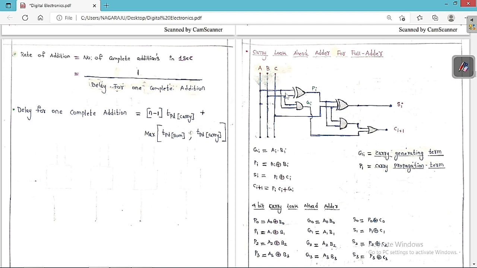So now we are going to get the result in a much faster manner when compared to the previous one. Our circuit is very complex, so we will discuss something more about this one. Carry look ahead adder, for the full adder, we are going to do this one.